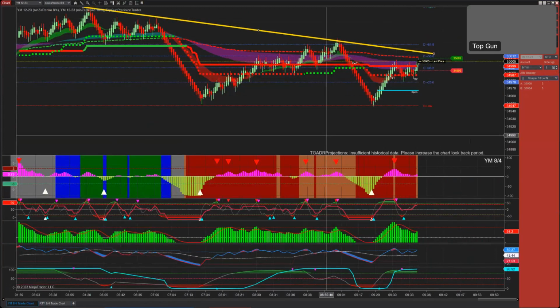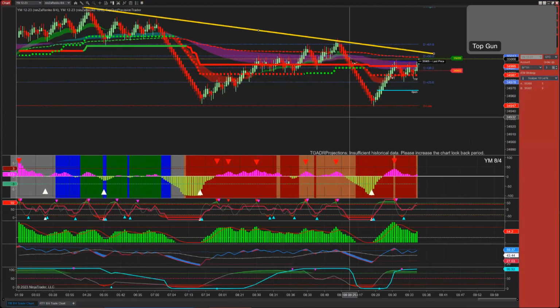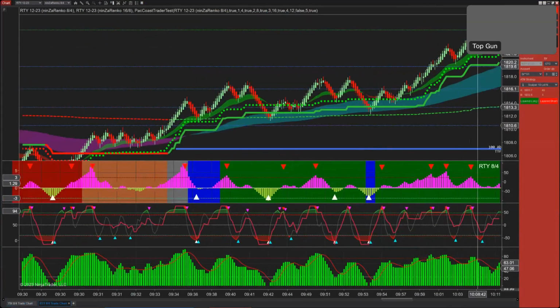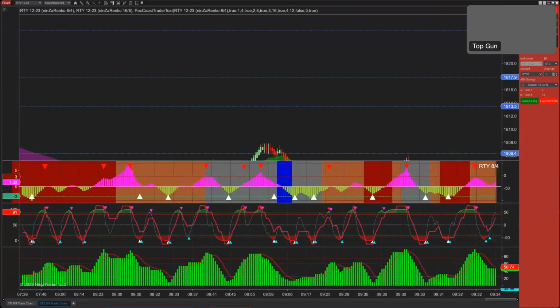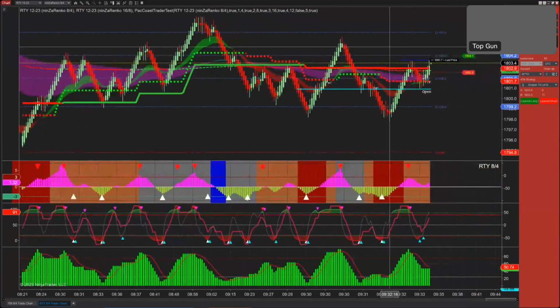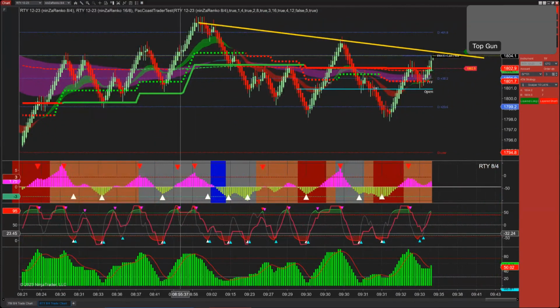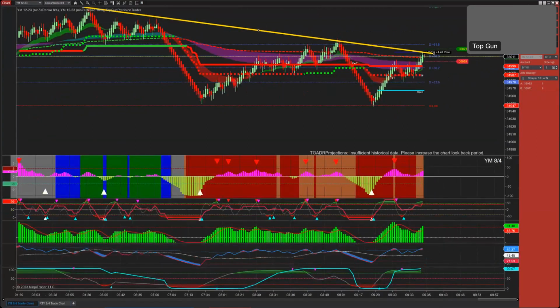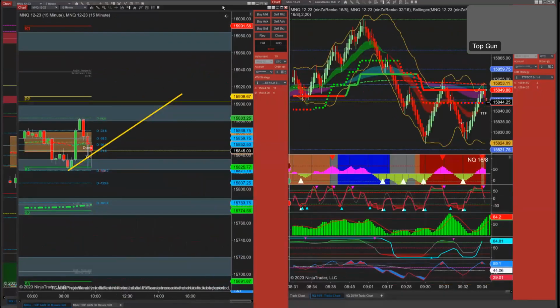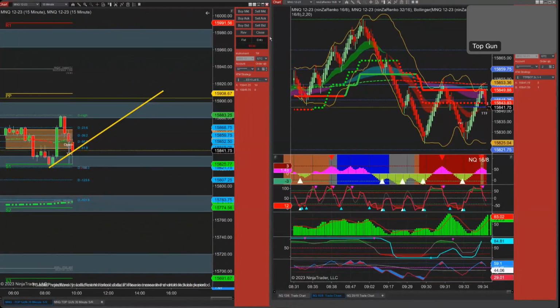You got a Russell as well. Russell's right here. Everything's bouncing. Okay, so that's why we're in, the trend has been down. So NASDAQ just got an entry signal. Let's see. A lot of times at the open, we're doing support and resistance structure trading.